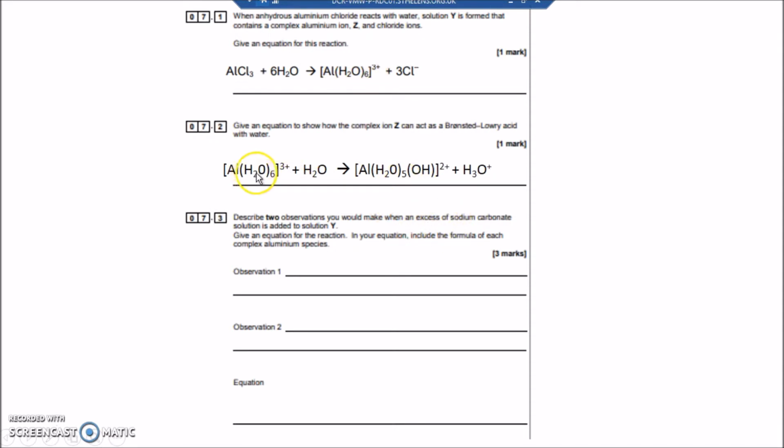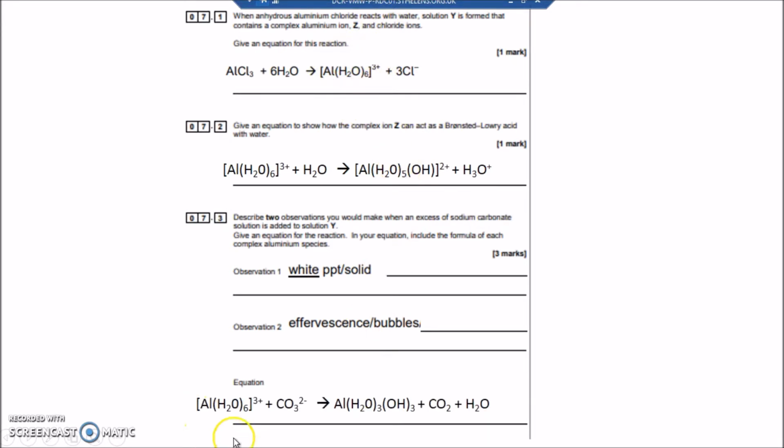What actually happens is 3 of the waters now turn into OHs, so you end up with Al(H2O)3(OH)3. This has no charge, and because it's got no charge, it's a solid. So I get aluminium hydroxide as a white solid or a white precipitate. I get bubbles, that's my carbon dioxide because I've got sodium carbonate with acid. We know this is acid.